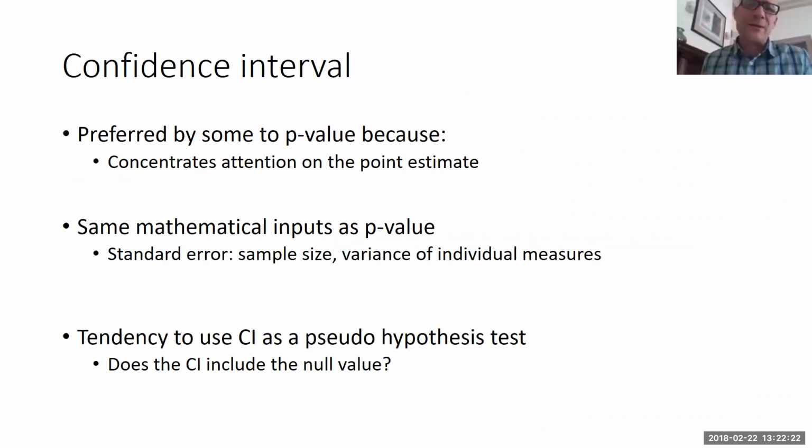Just to say something about the confidence interval, it's preferred by some to the p-value because it concentrates attention on the point estimate and the precision of that estimate. But it essentially has the same mathematical inputs as the p-value. In other words, the formula depends on the standard error, and the standard error in turn has inputs of the sample size and the variance of the individual measures themselves.